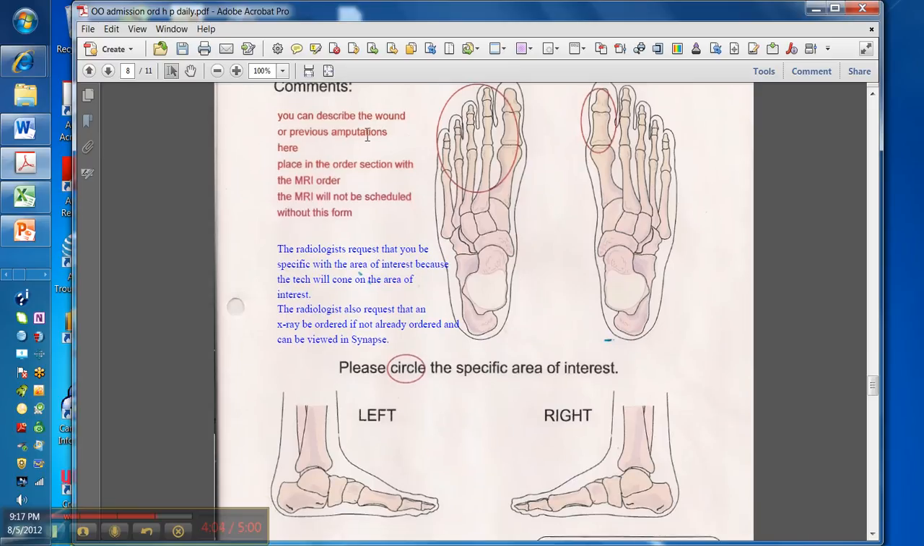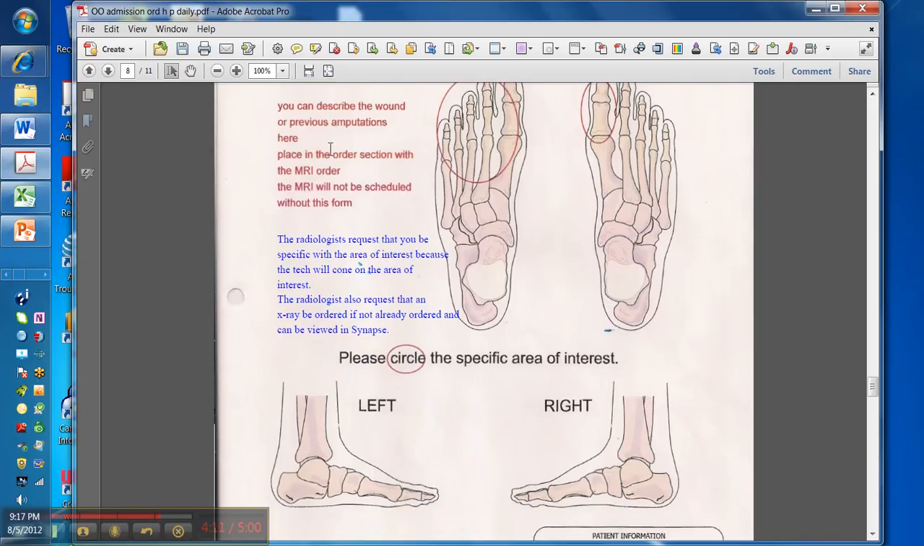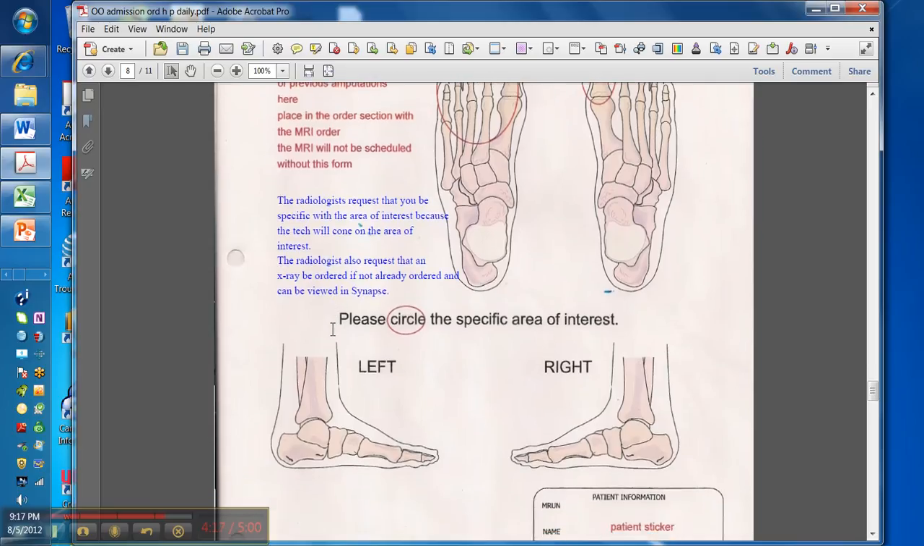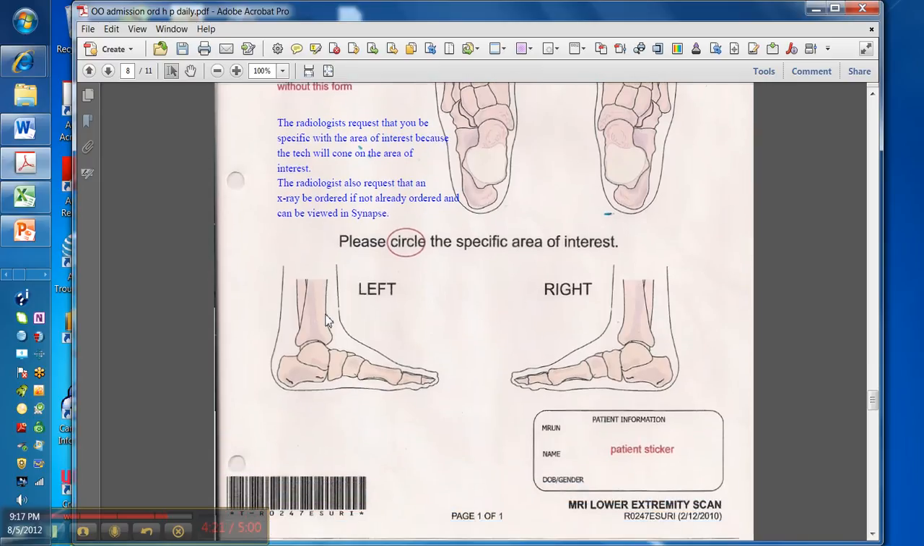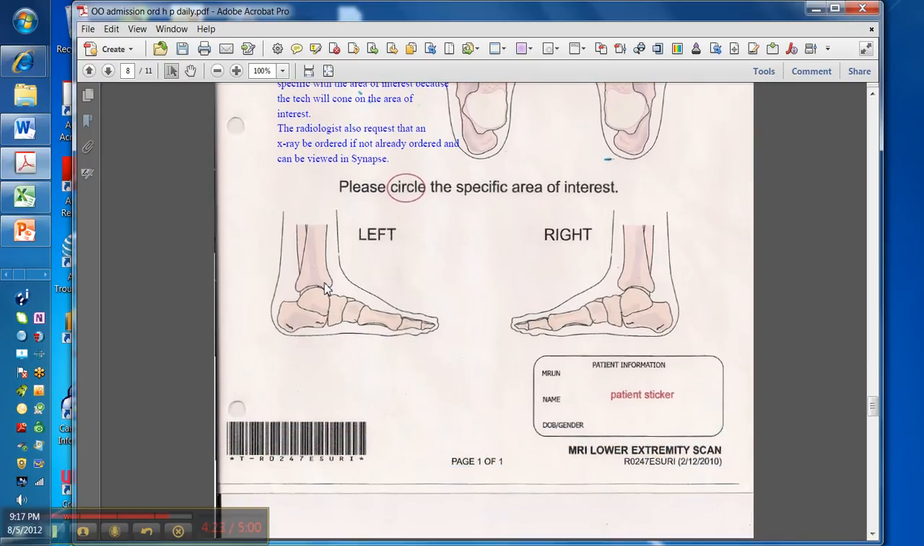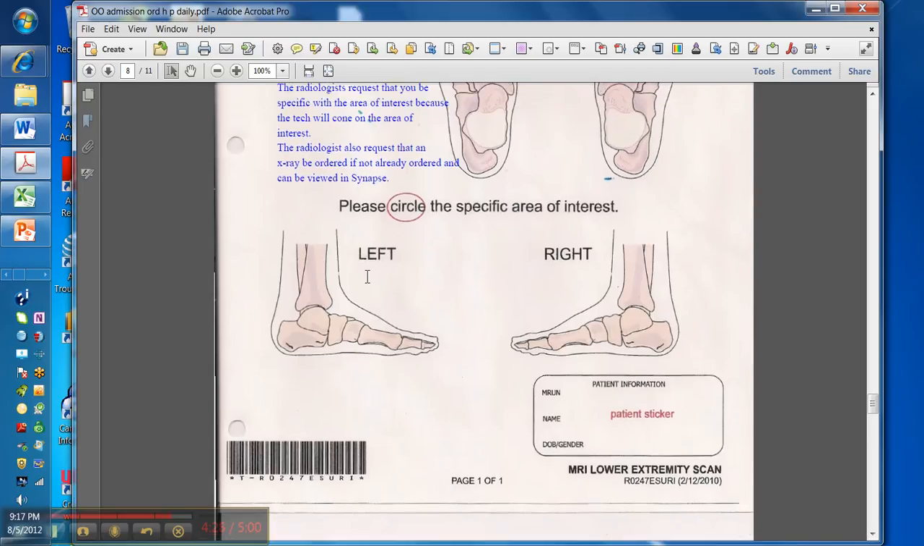You can also make some comments here, like if there's been some previous amputations, that's helpful for the radiologist. And also the radiologist has requested that you order an x-ray if one has not already been ordered from LAC that we can view in Synapse. Be sure to put this in the order section with the MRI order form that you filled out, or the MRI will not be scheduled.